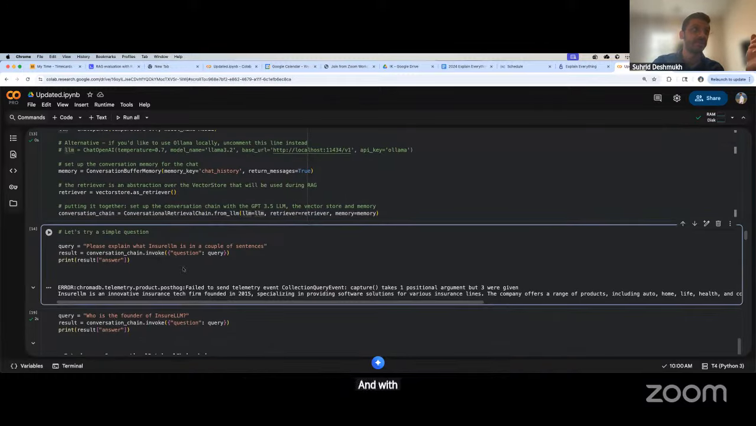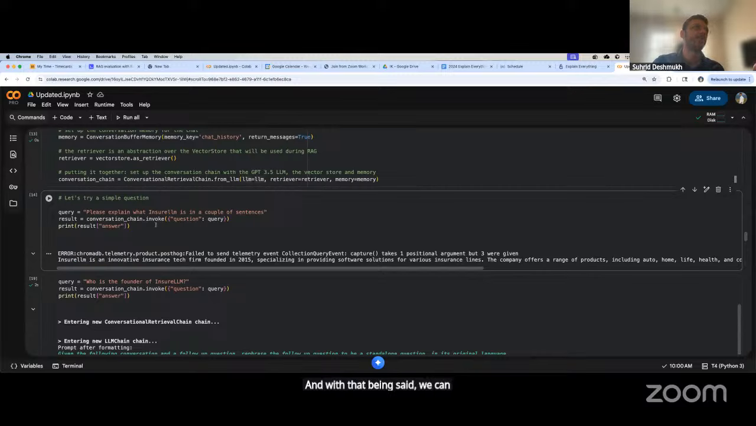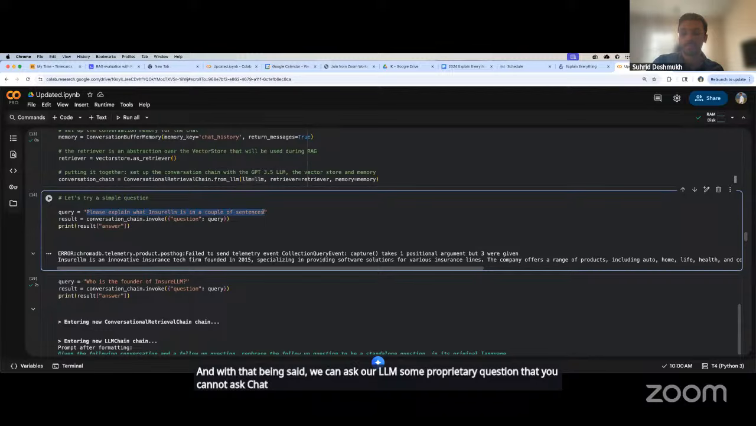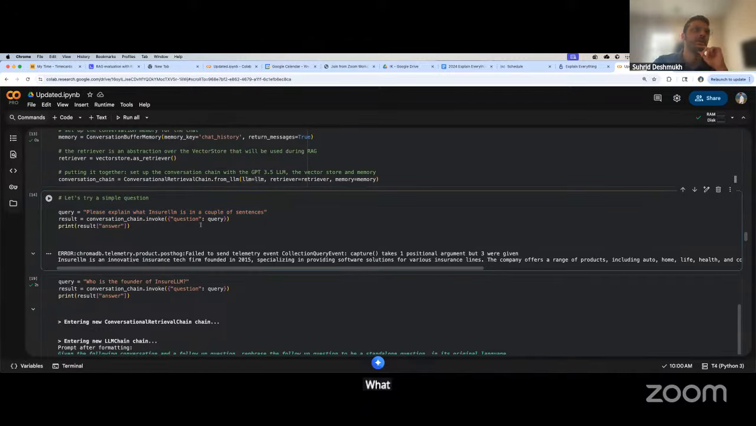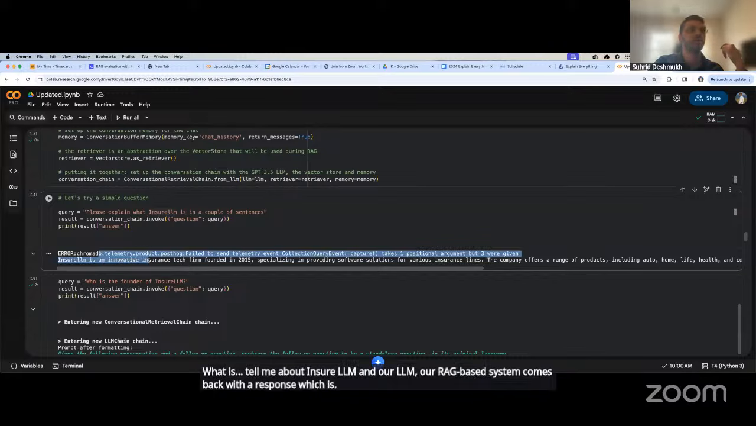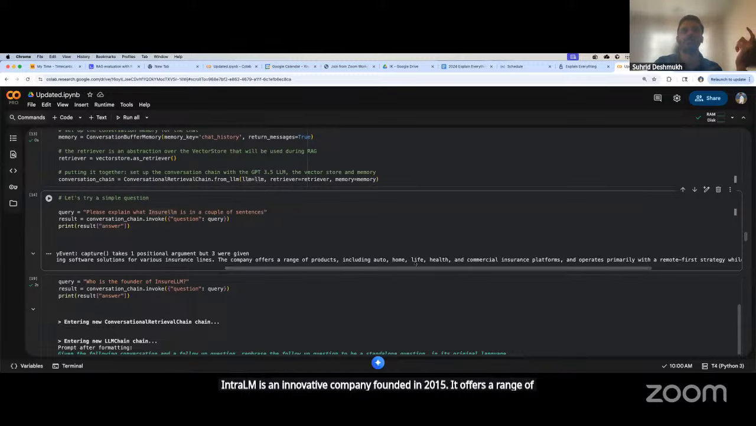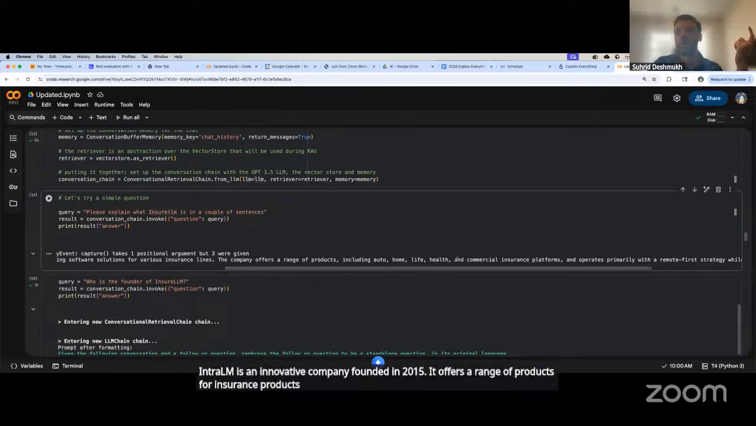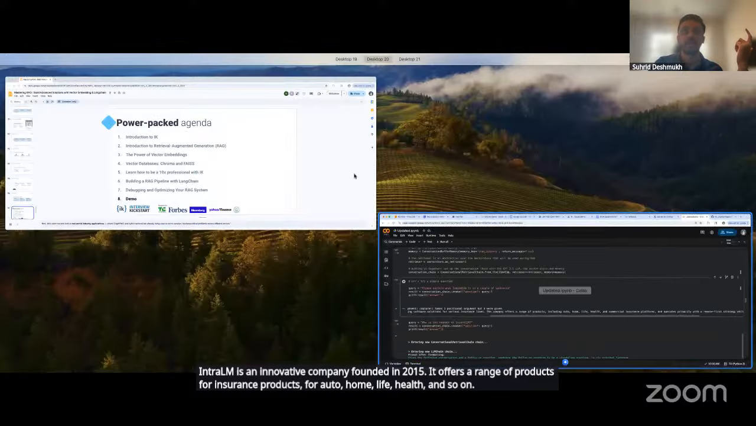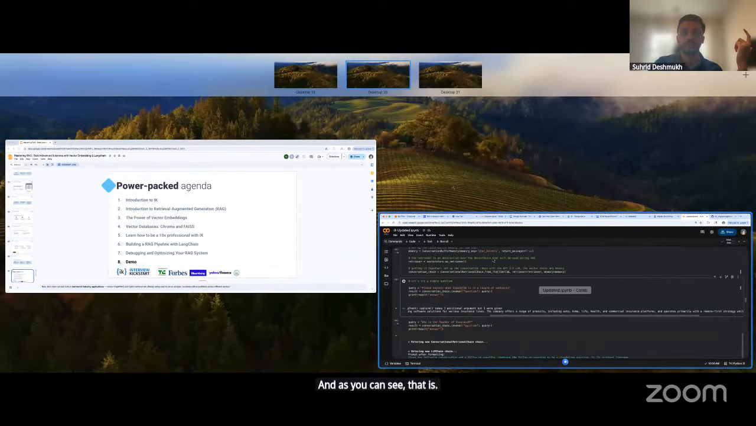And with that being set, we can ask our LLM some proprietary question that you cannot ask ChatGPT, because ChatGPT doesn't have access to this, right? We can ask, tell me about Insure LLM, and our RAG-based system comes back with a response, which is Insure LLM is an innovative company founded in 2015. It offers a range of insurance products for auto, home, life, health, and so on. And as you can see, that is true information, right?